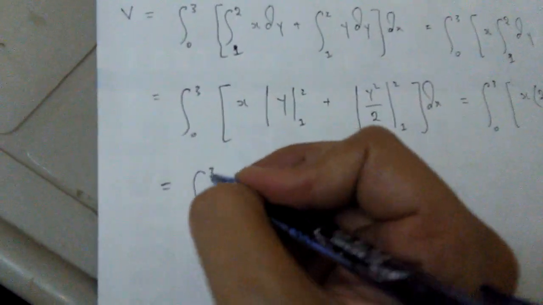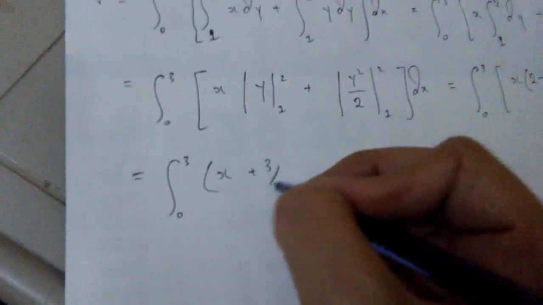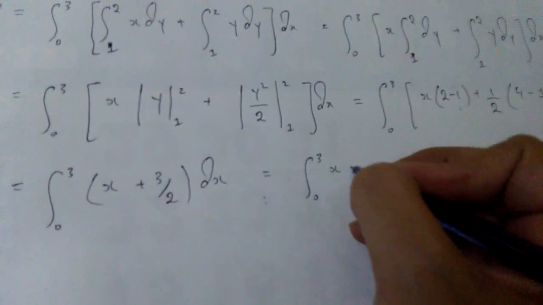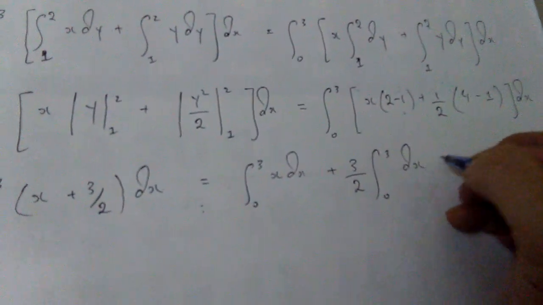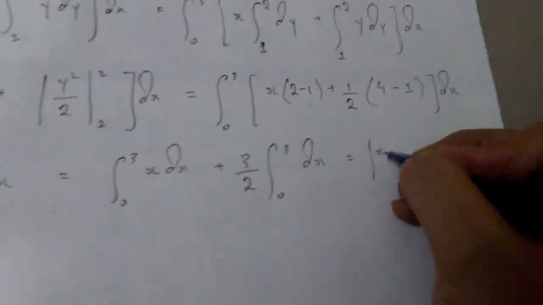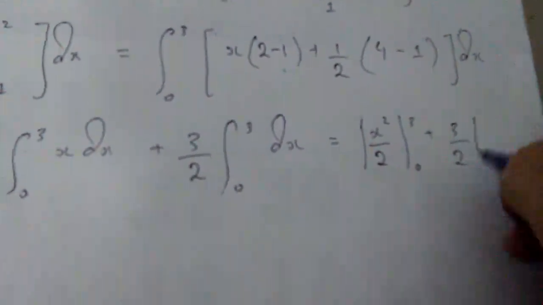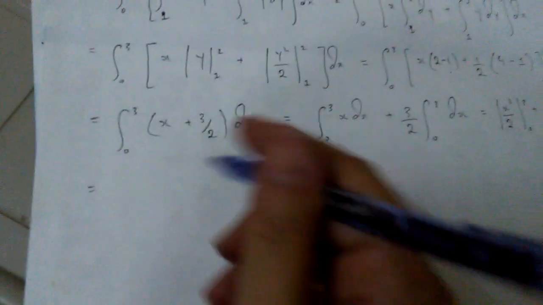So now the integrand that I'm going to integrate with respect to my x is this. Okay, so let's do it. 3 upon 2 is a constant number and goes outside, and that's it. So it gives you x squared upon 2 from 0 to 3, plus 3 upon 2 times x from 0 to 3. Now let's apply the limits carefully. It should give me the same value 9 at the end.